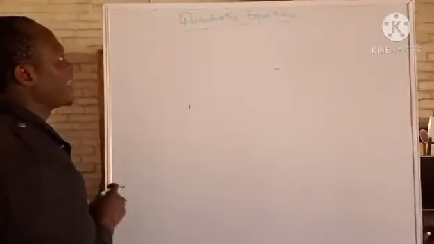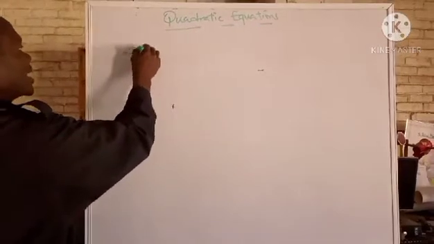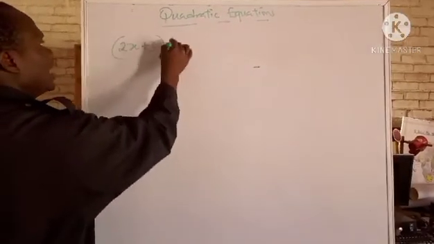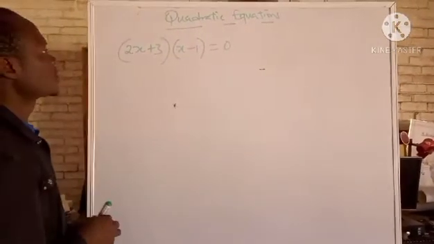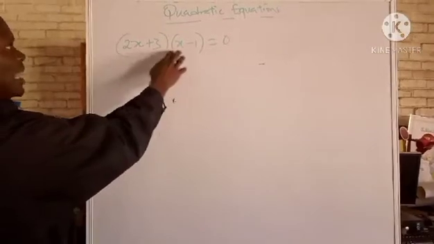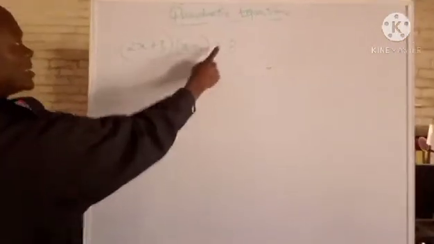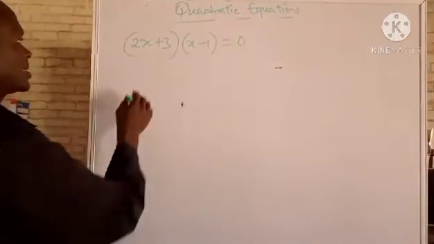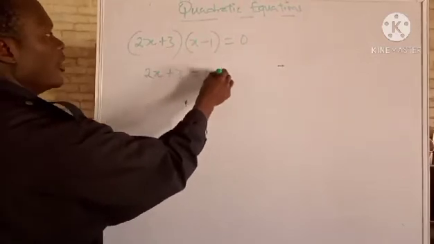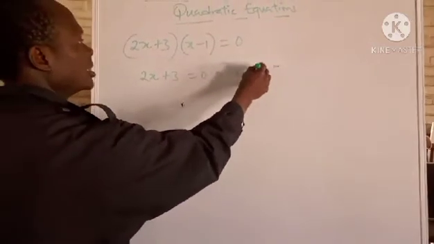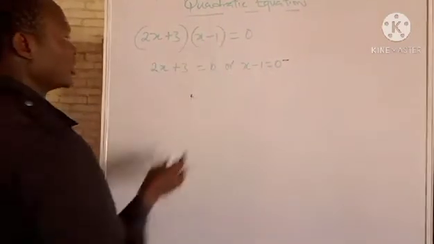Assuming you are asked to find the roots of the equation (2x + 3)(x - 1) = 0. Find the roots of (2x + 3)(x - 1) = 0. If the product of these two numbers is 0, it implies that the first is 0 or the second is 0. So it's either the first is 0 or the second is 0.